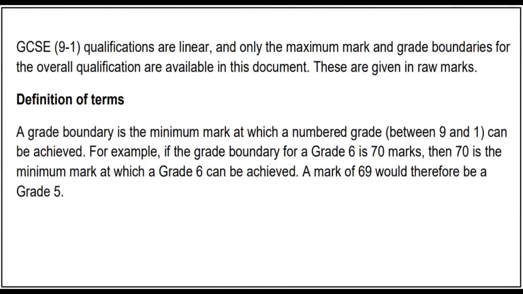Hi everyone, GCSE qualifications are linear and only the maximum mark and grade boundaries for an overall qualification are available in this video. These are given in raw marks. Definition of terms. A grade boundary is the minimum mark at which a numbered grade between 9 and 1 can be achieved. For example, if the grade boundary for a grade 6 is 70 marks, then 70 is the minimum mark at which a grade 6 can be achieved. A mark of 69 would then be a grade 5.